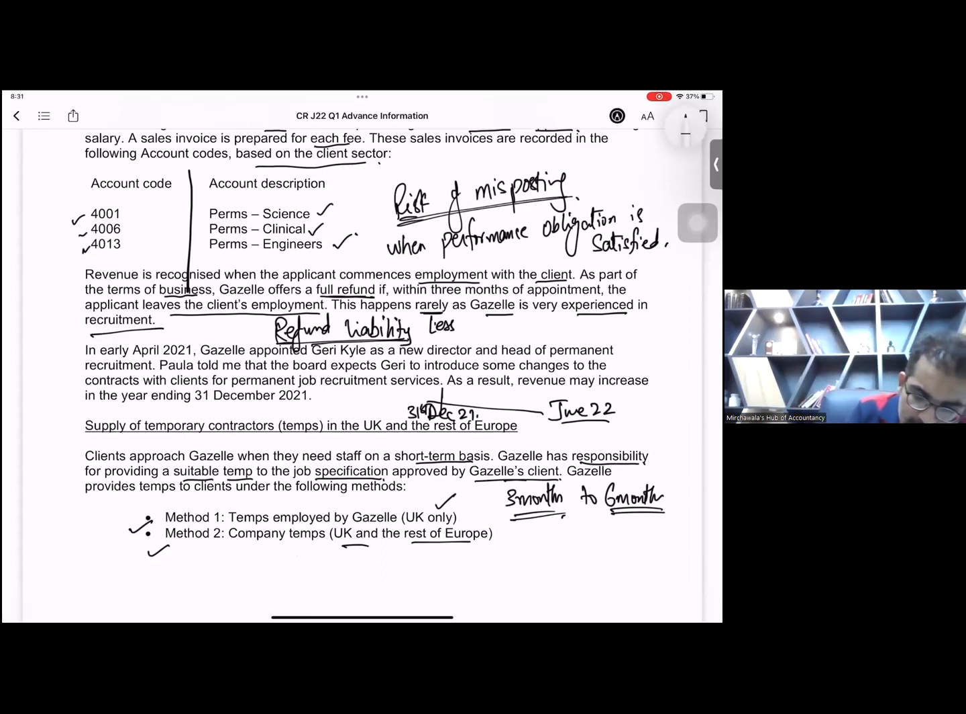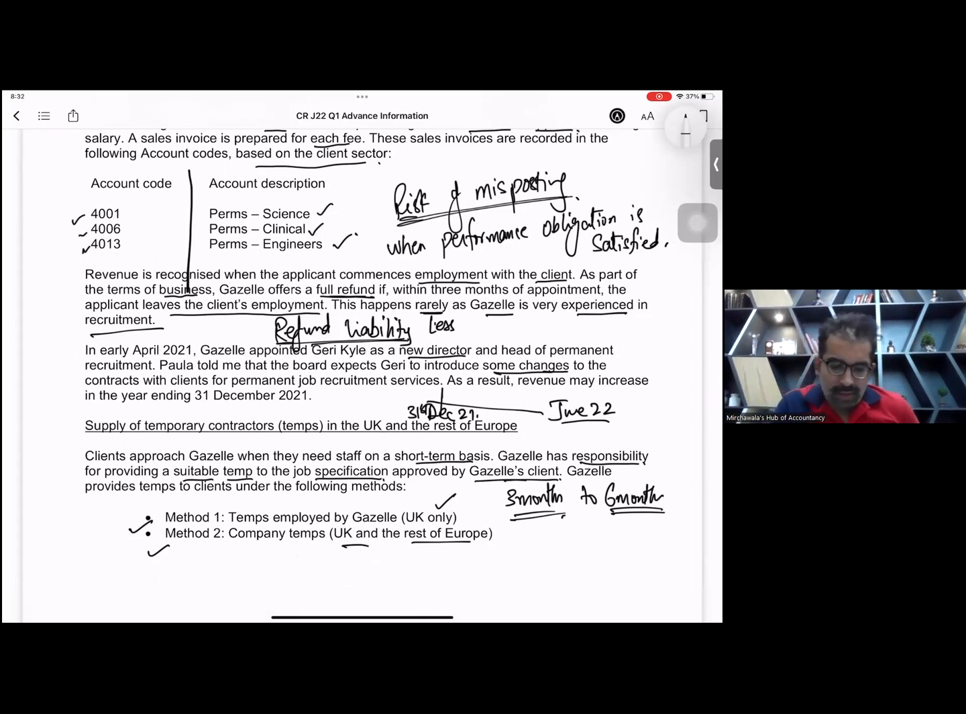Okay. In early April 2021, Gazelle appointed Gary Kale as a new director and head of permanent recruitment. This guy will deal with permanent recruitment employees. Paula told me that the board expects Gary to introduce some changes. It is openly written in your advance information file that some changes are going to be introduced.